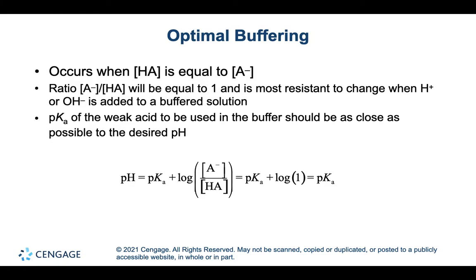So when choosing a weak acid to be used as a buffer, you want the pKa of the weak acid to be as close as possible to the pH you're trying to generate. Now, it doesn't mean you have to get it right on the button. You can alter the ratio of A minus to HA a little bit to get your buffer to the pH you actually want it to be.